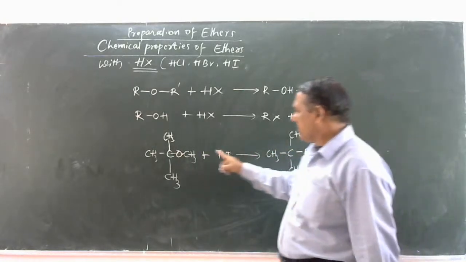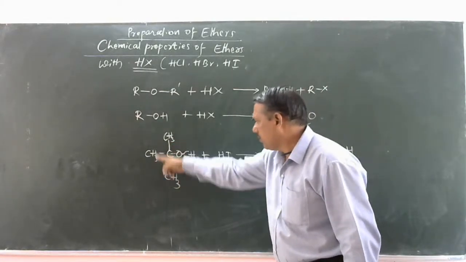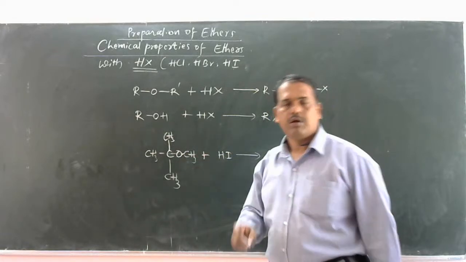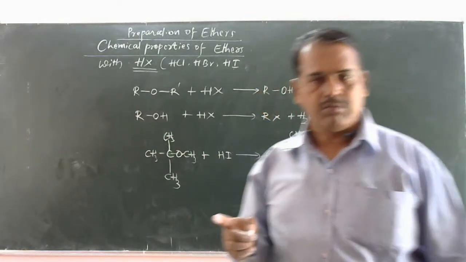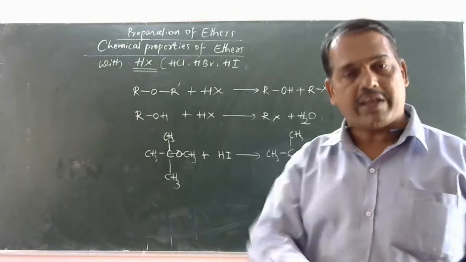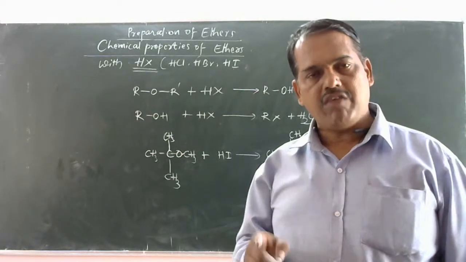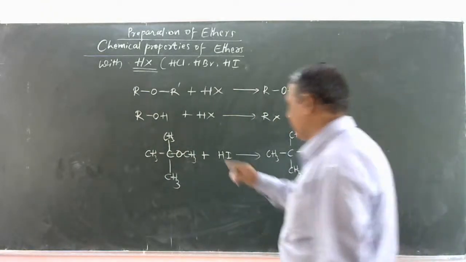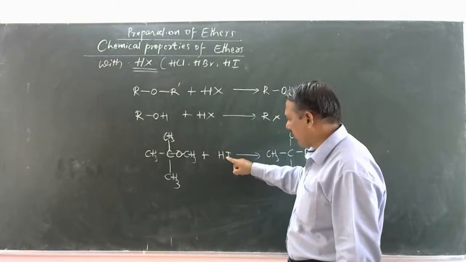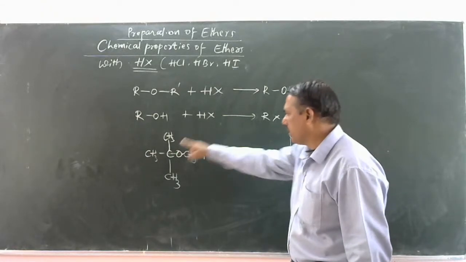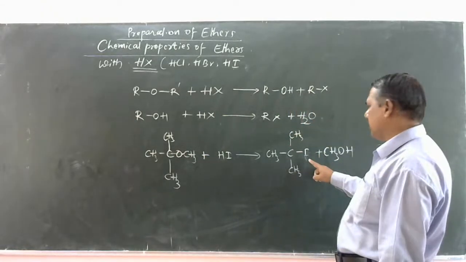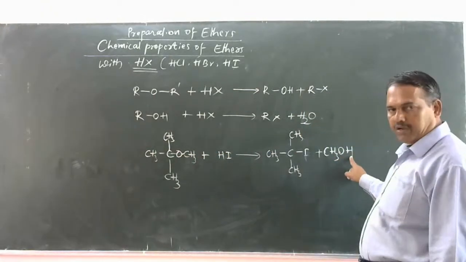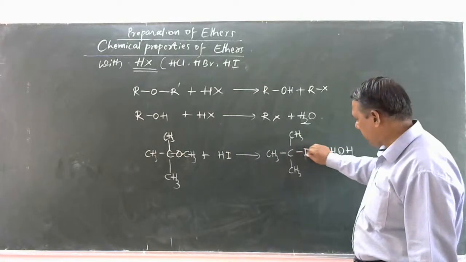See here, this tertiary butoxide ion, it forms by SN1 mechanism, the tertiary butyl carbocation it forms. As it forms tertiary butyl carbocation, in the presence of hydroiodic acid, this iodine attaches and we will get iodine, and along with CH3OH, methanol is obtained. A very important reaction you have to remember.